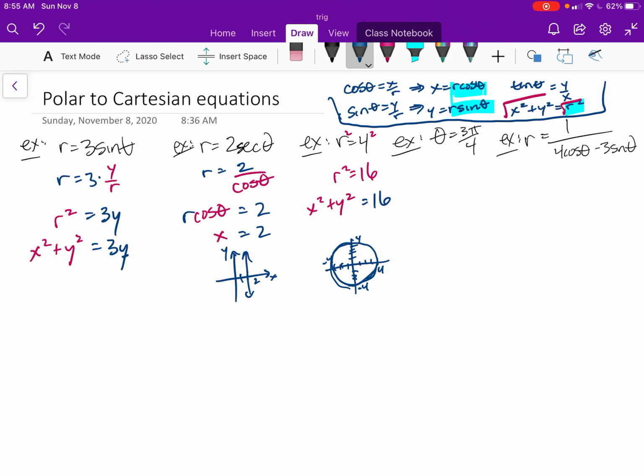And last, if we did need to solve for y, which I talked about in the other video, we'd have to get two separate functions. We'd have the upper half of the circle and then the lower half of the circle, basically the positive and the negative square root. So you can see r equals 4 is a much simpler equation to work with. All right, let's jump back to this first one.